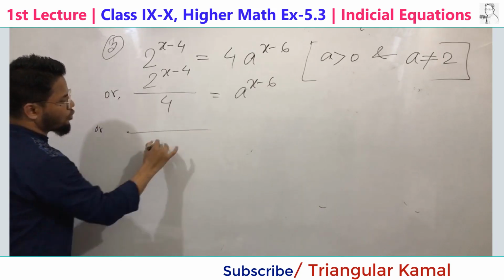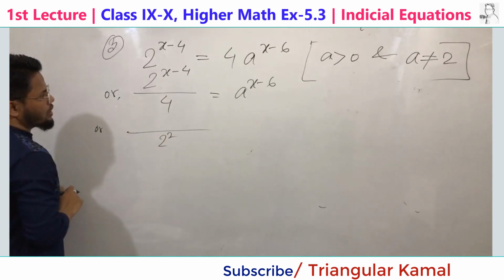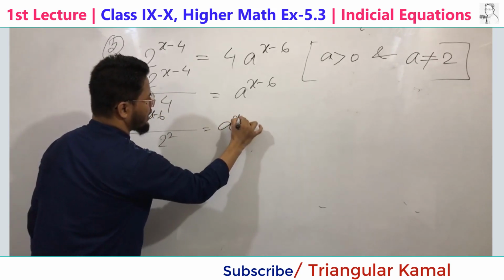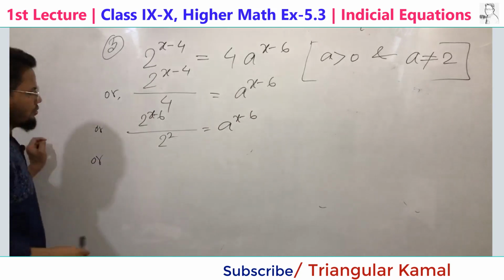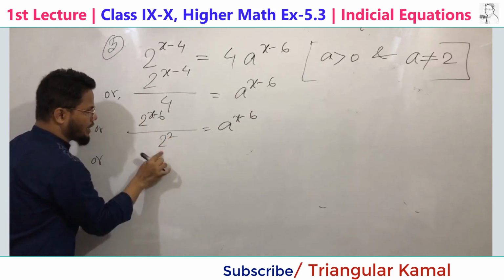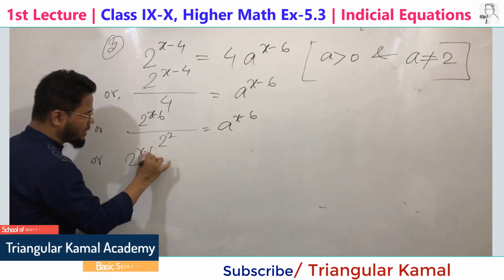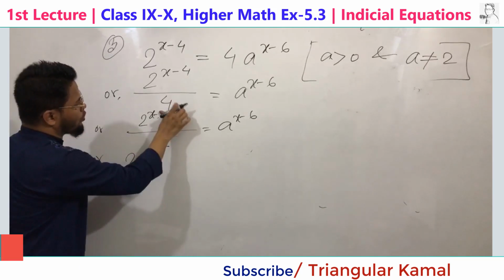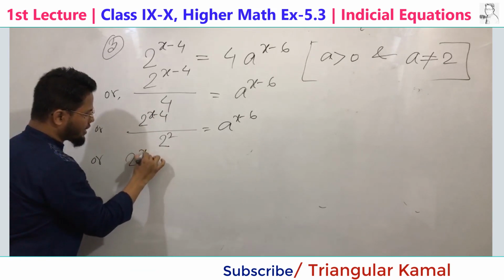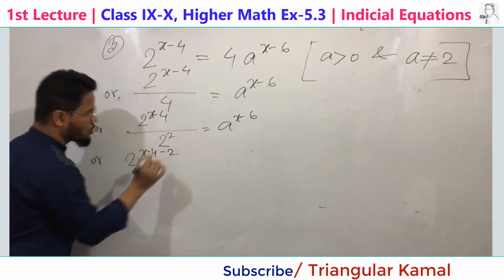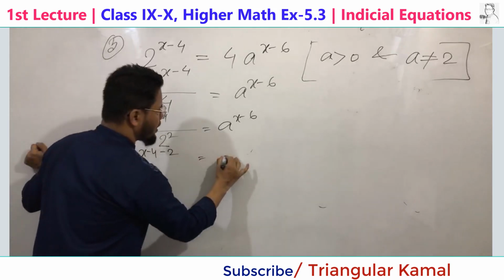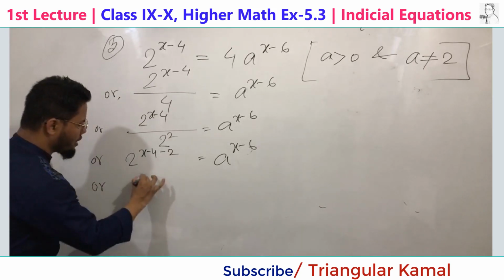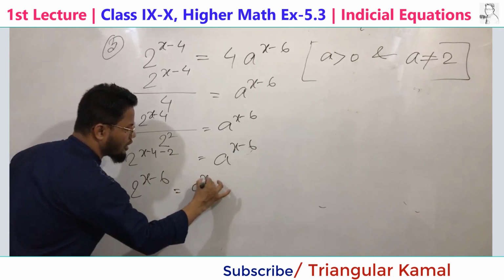Now changing this one, 4, as a power of prime numbers, to 2 squared. This one is x minus 6, and here a to the power x minus 6. Now both have the same base, so we can write 2 to the power x minus 4, and these two change to the numerator part, and here a to the power x minus 6. Now do simple calculation here: 2 to the power x minus 6 equals a to the power x minus 6.